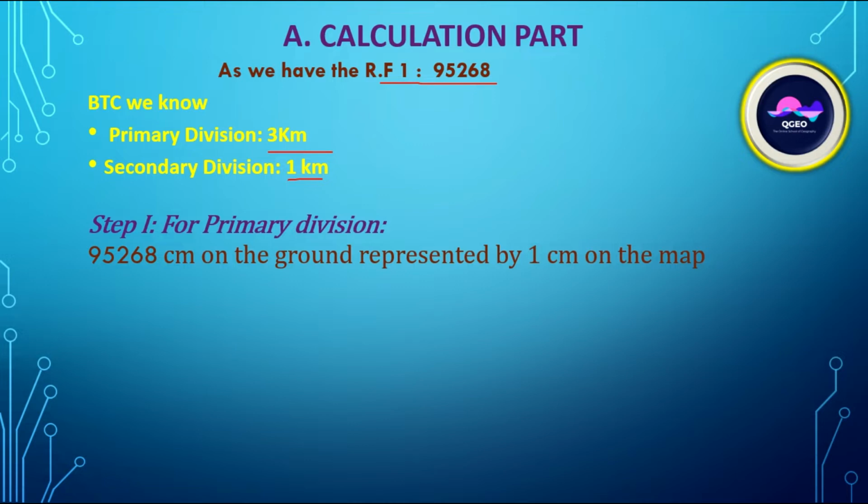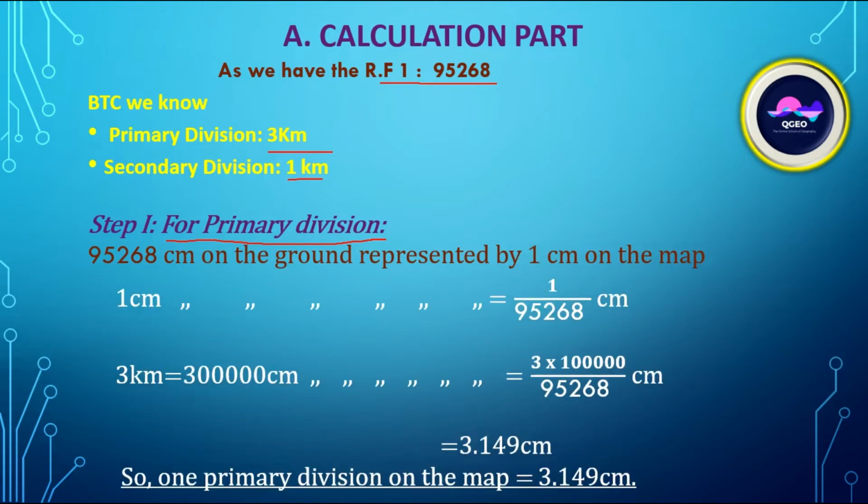Okay, here 95268 centimeter on the ground is represented by 1 centimeter on the map. In this way 1 centimeter is equal to 1 by 95268 centimeter. We know we have to calculate 3 kilometer for primary division, so here it is 3 kilometer. 3 kilometer is equal to 3 times 10 to the power 5 centimeter. So we can calculate 3 kilometer is equal to 3.149 centimeter. Okay, so one primary division on the map is equal to 3.149 centimeter.